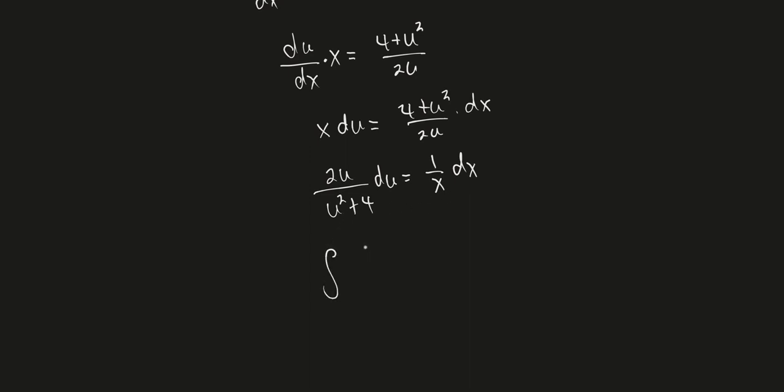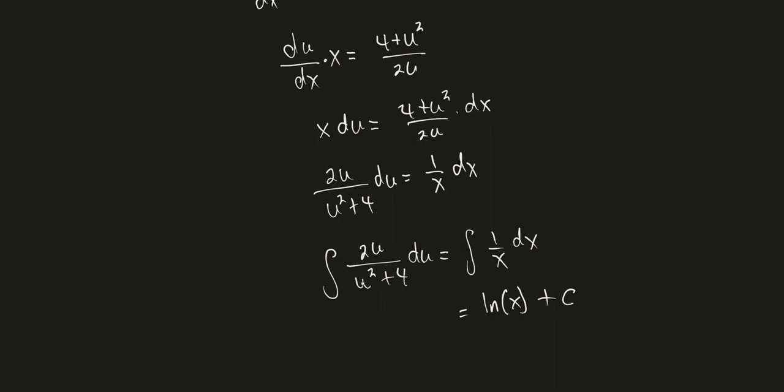So we have the integral of 2u over u squared plus 4 du, and then this is the integral of 1 over x dx. Right? And these are both relatively easy integrals. This one is the easiest. We can just write that down as the natural log of x, and I know I'm going to have a plus c here, so that side is done.